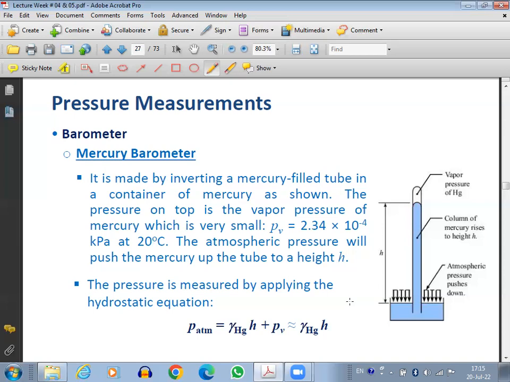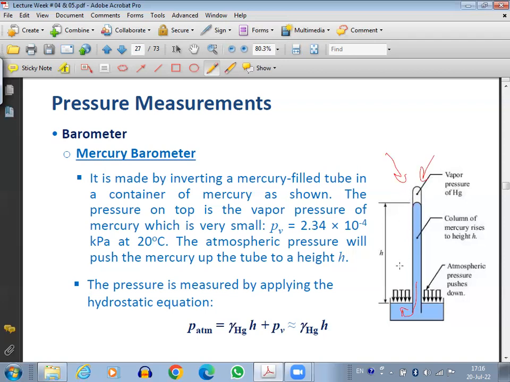The concept is that if we take a tube, a small column, and fill it with mercury, then we invert it in a container filled with mercury. What will happen is that the mercury will try to go down into the container. But as the mercury tries to move down, air cannot come in at the top because it's glass.